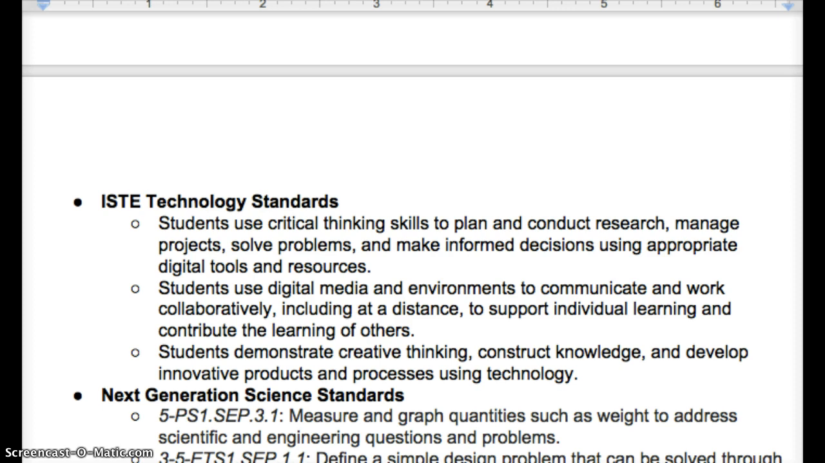The third standard is students demonstrate creative thinking, construct knowledge, and develop innovative products and processes using technology. So the whole point of STEM is to come up with this finished product that is a little bit of an indicator of what you've done over the course, and this would be the innovative product that this standard addresses.